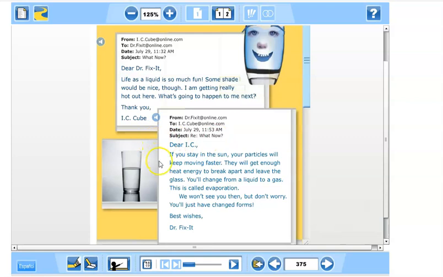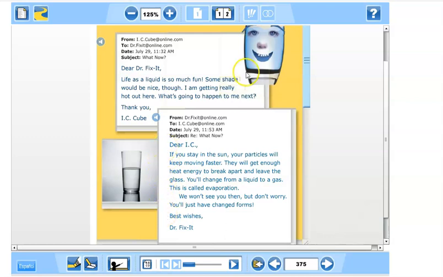Dear Icy, if you stay in the sun, your particles will keep moving faster. They will get enough heat energy to break apart and leave the glass. You'll change from a liquid to a gas. This is called evaporation. We won't see you then, but don't worry, you'll just have changed forms. Best wishes, Dr. Fixit.